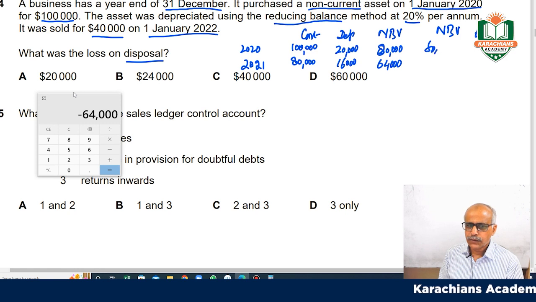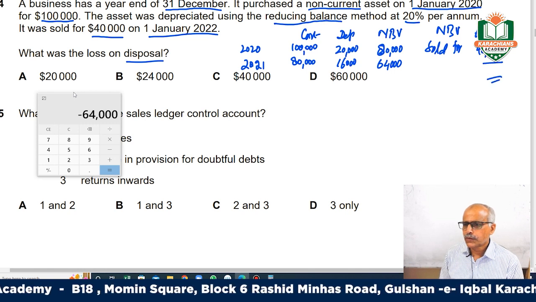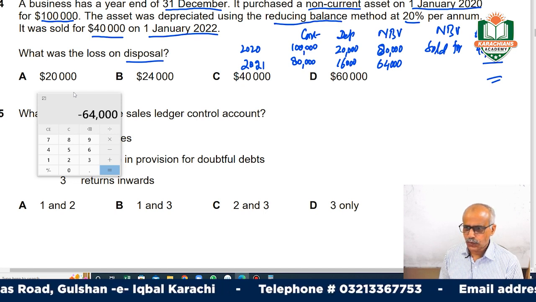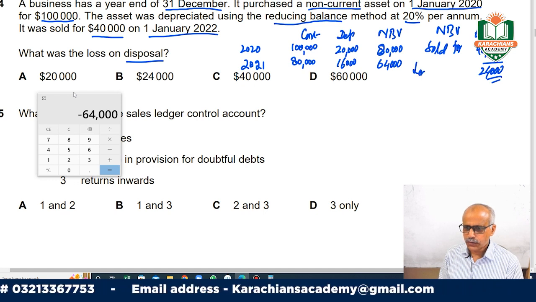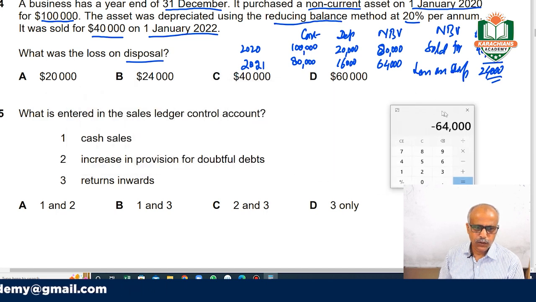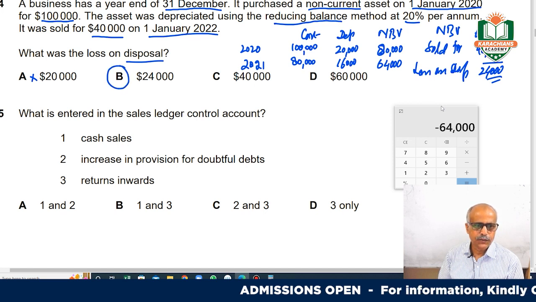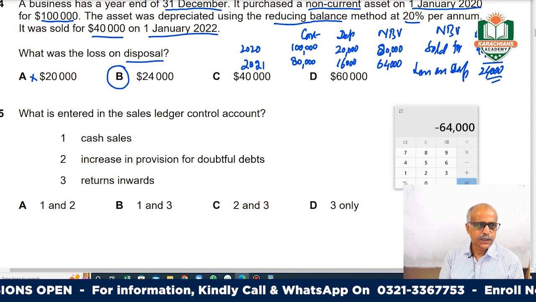64,000 and you sold it for 40,000. So 64,000 minus 40,000, 24,000 loss on disposal. If we see what options are given, A, 20, no, it is not. B, 24, yeah. So 24,000 is your answer. We can check in the marking scheme.